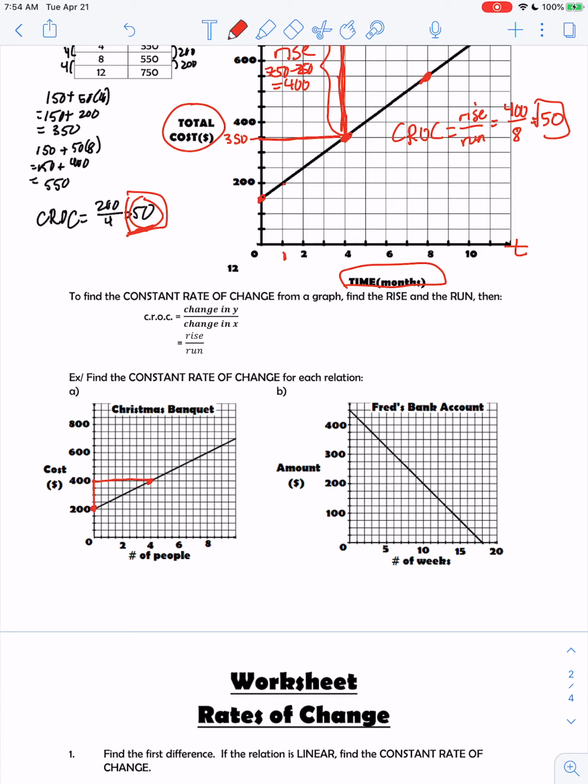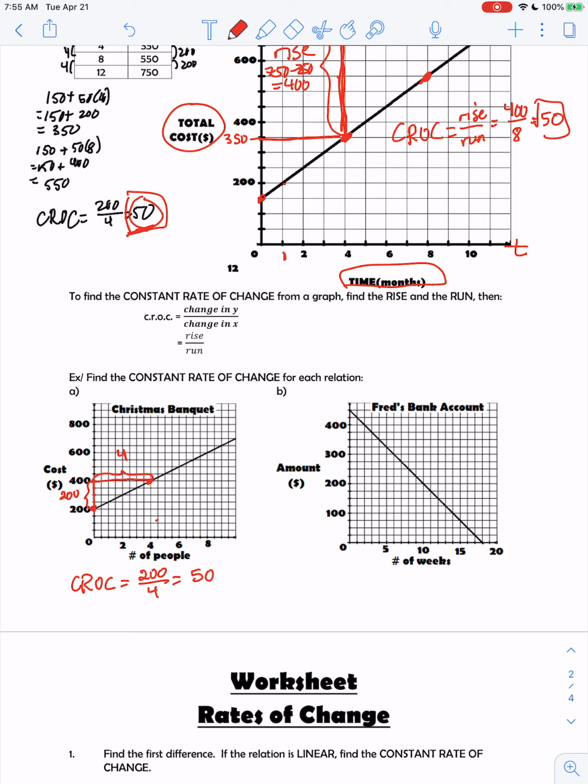Draw the triangle. Okay, so the rise, we're going from 200 up to 400. That's a rise of 200. And the run, we're going from 0 over to 4. That's the run of 4. So that means that the constant rate of change in this graph is 200 over 4, which also happens to be 50.